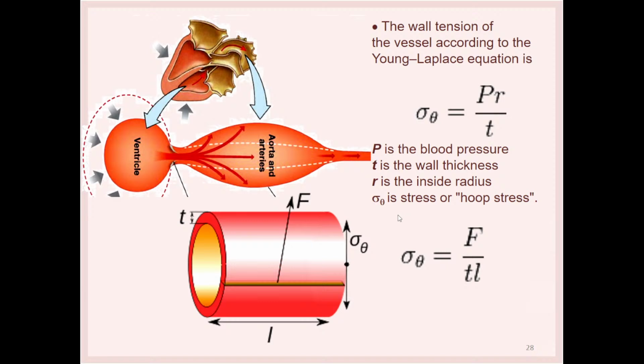And this sigma with the theta letter as a lower index denotes the stress, or hoop stress, of the wall of the vessel. So you can see what is the force that is developed by the blood on the wall, and in accordance with Newton's third law, this force is applied to the blood, causing its motion.